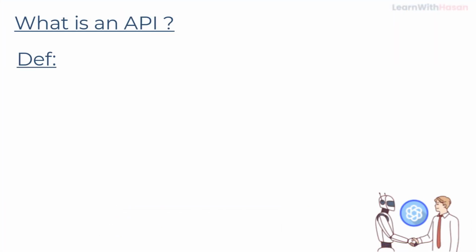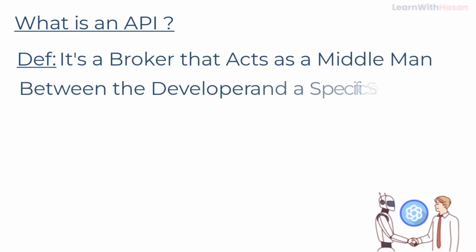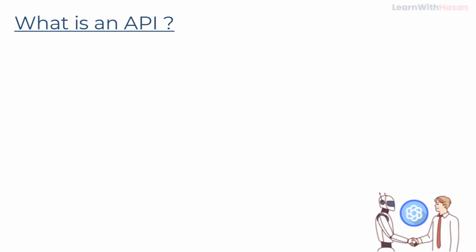So in short, an API is a broker that acts as a middleman between you, the developer, and a specific service. So you can access data, you can use tools, services directly from your code.